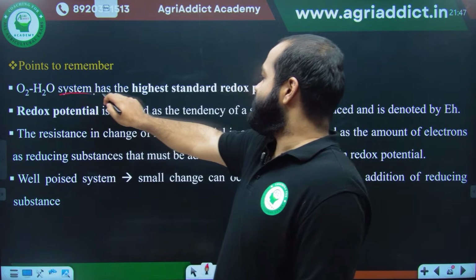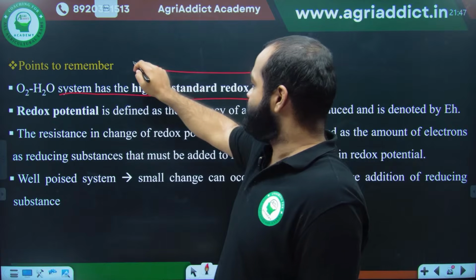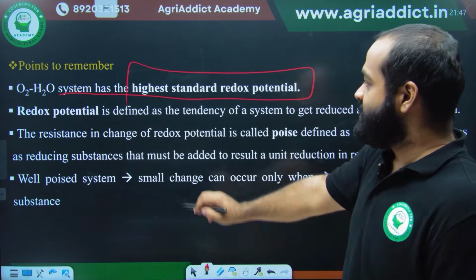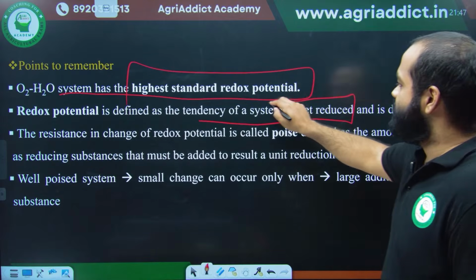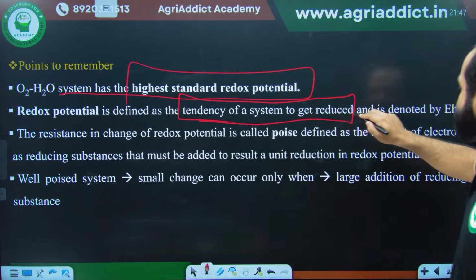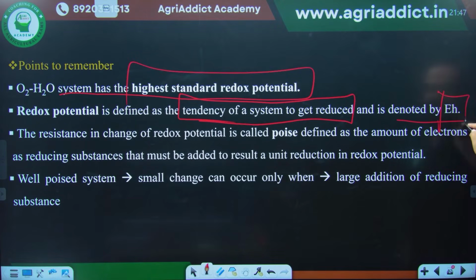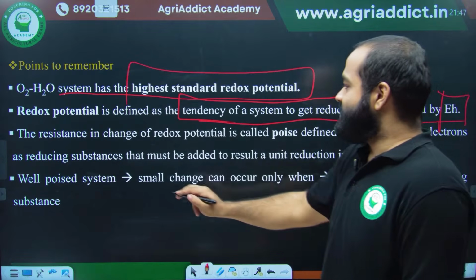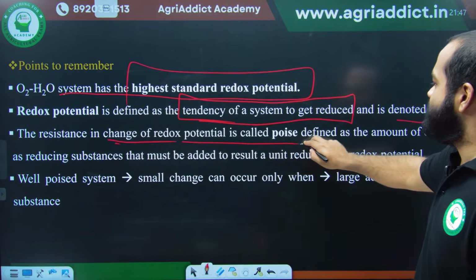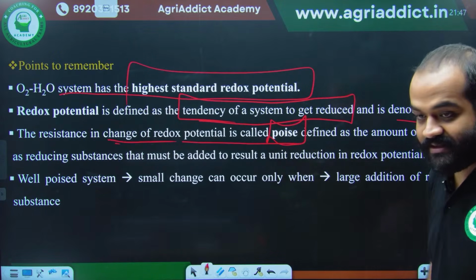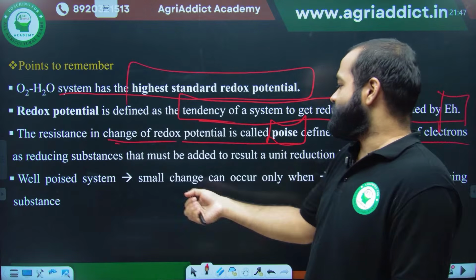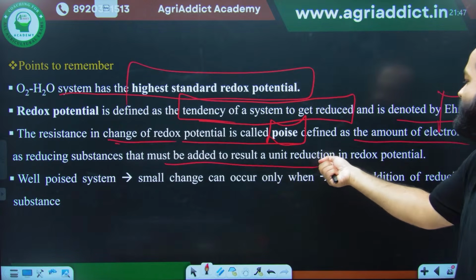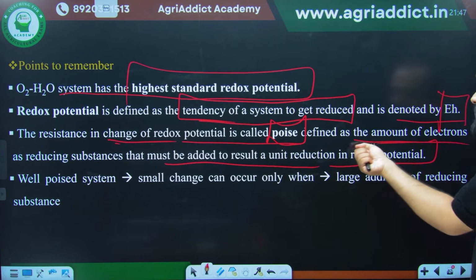O2 H2O system has the highest standard redox potential. Yes, we all know that. Redox potential is defined as the tendency of a system to get reduced, and it is denoted by EH. All these are question worthy. The resistance to change of redox potential is called poise. It is defined by the amount of electrons as reducing substances that must be added to result in a unit reduction in redox potential.